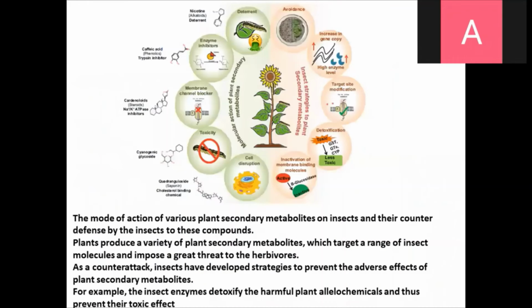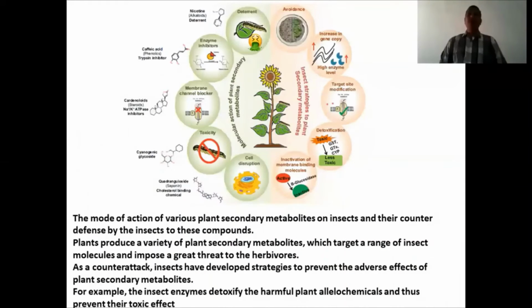So this is an overall picture which is showing you the role of secondary metabolites, where they can avoid the insects, and they may be inducing the insects. Sometimes they may be deterring the insects. This picture is showing you how the secondary metabolites are going to counterattack the insects through their various mechanisms.